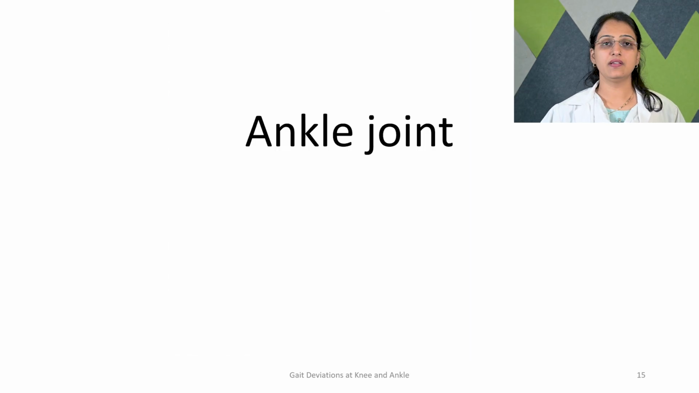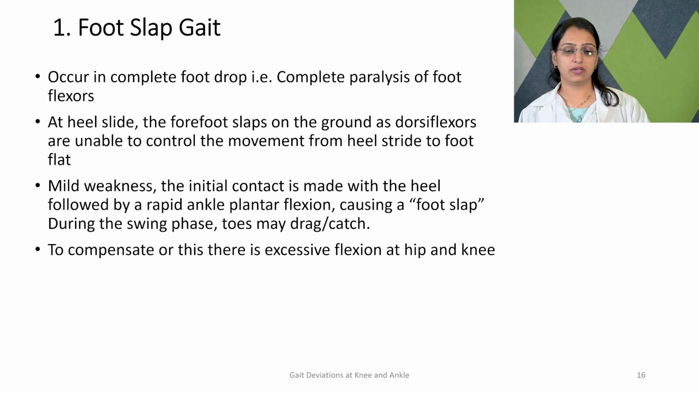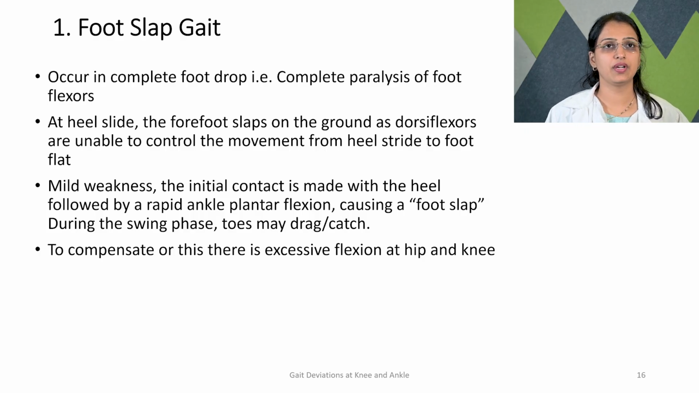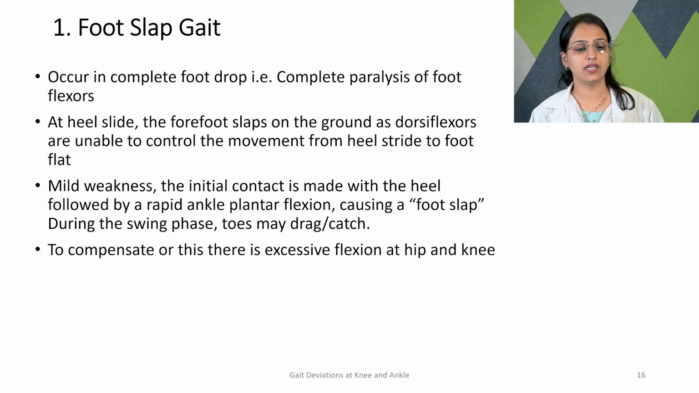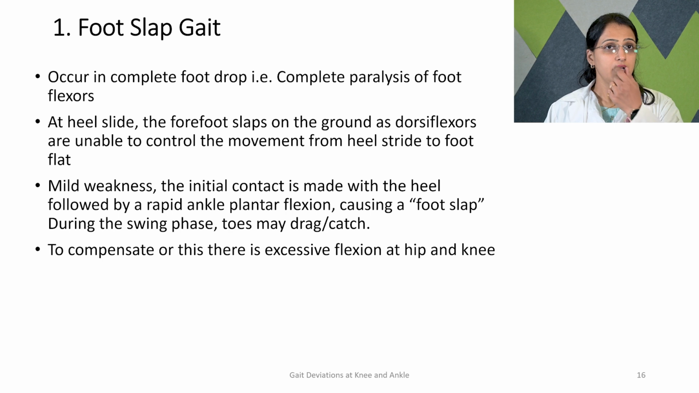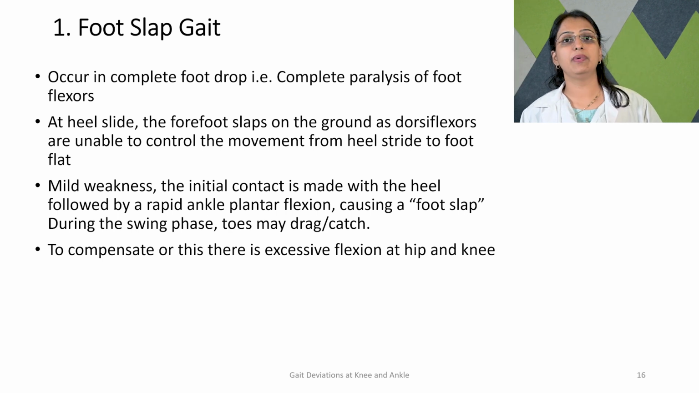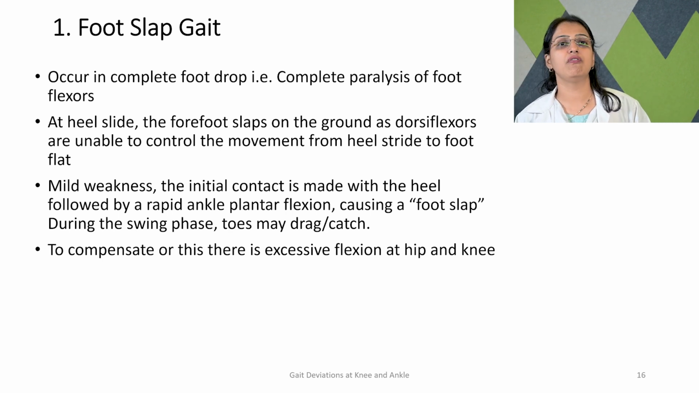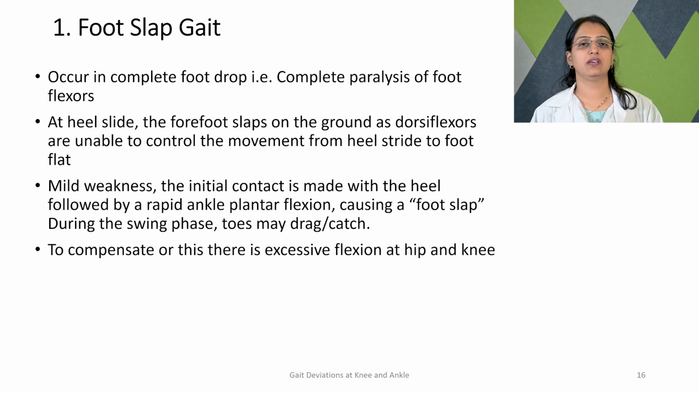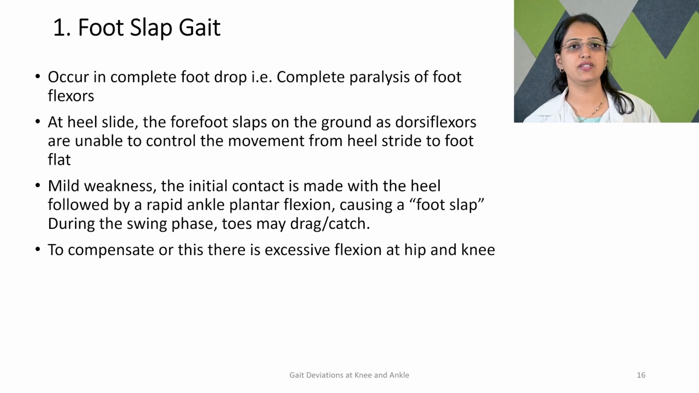Now the next one is the ankle joint. We'll see now the different types of gait that occur at the ankle joint. So the first one is foot slap gait. Usually this occurs in complete foot drop, where there is paralysis of the foot dorsiflexors. In that condition, you can see this.